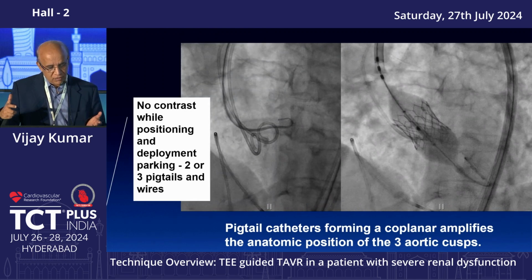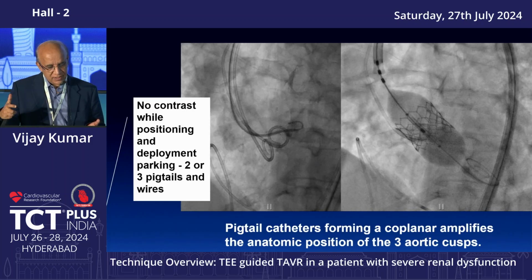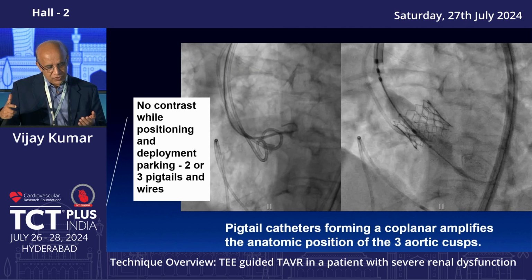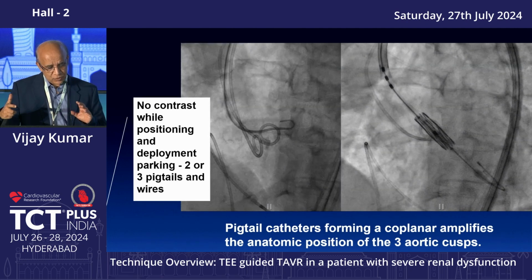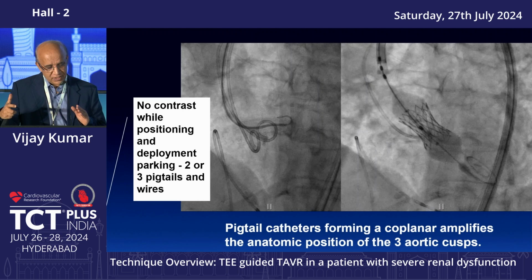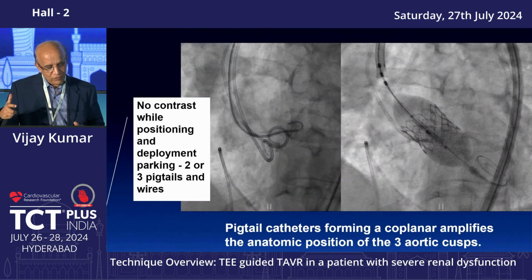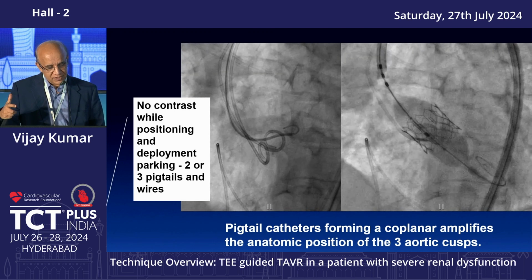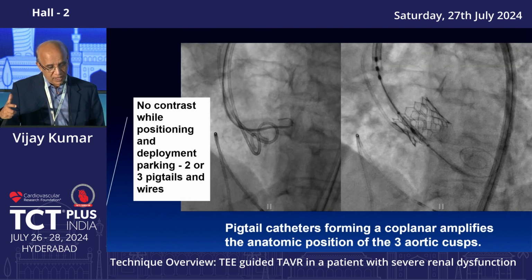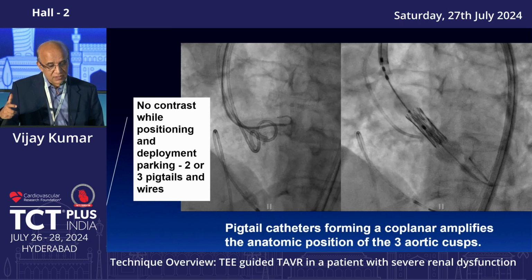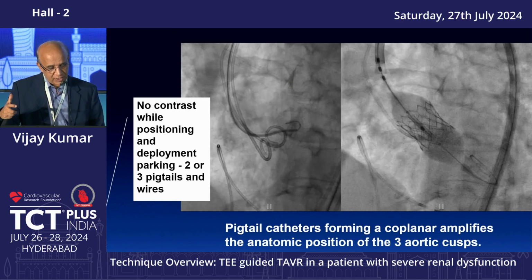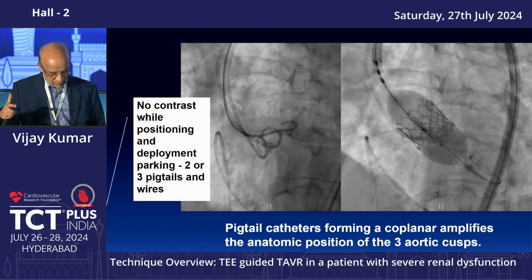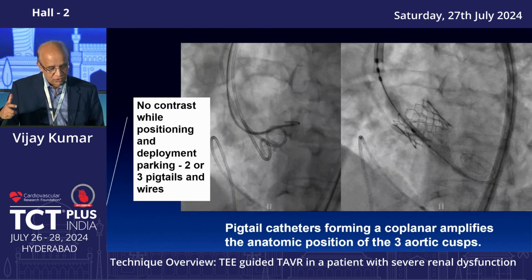So you put one of the pigtails in the non-coronary sinus, and the other one goes into the right coronary sinus, and the third one can be in the left. So you either follow the right cusp rule and bring them all in one line in the coplanar view, and then you pull out the right and the left sinus pigtails before deployment and before final positioning. So this is a very interesting way to ascertain that your positioning of the device is appropriate and how deep or how shallow you are.